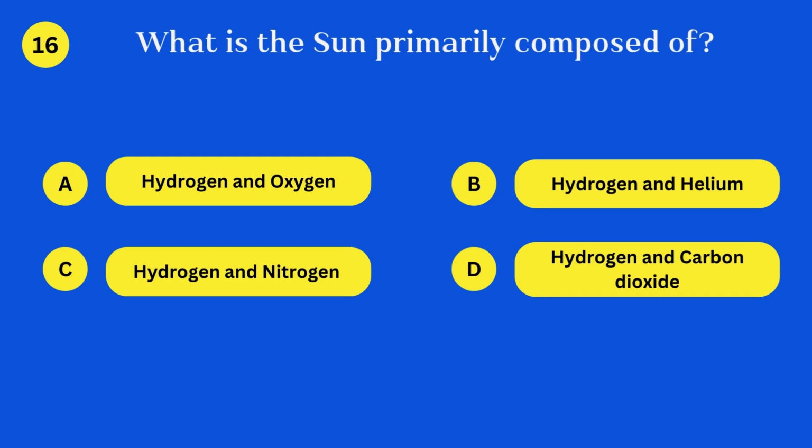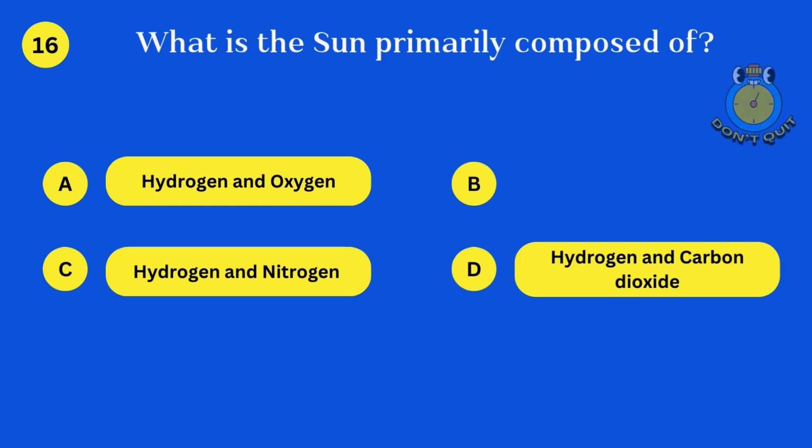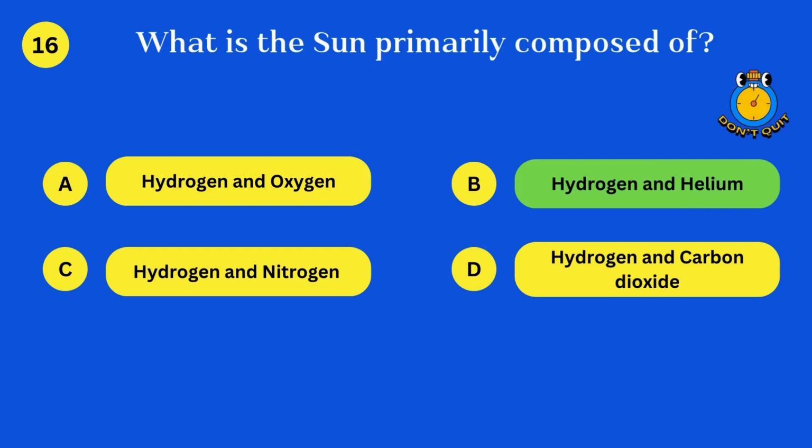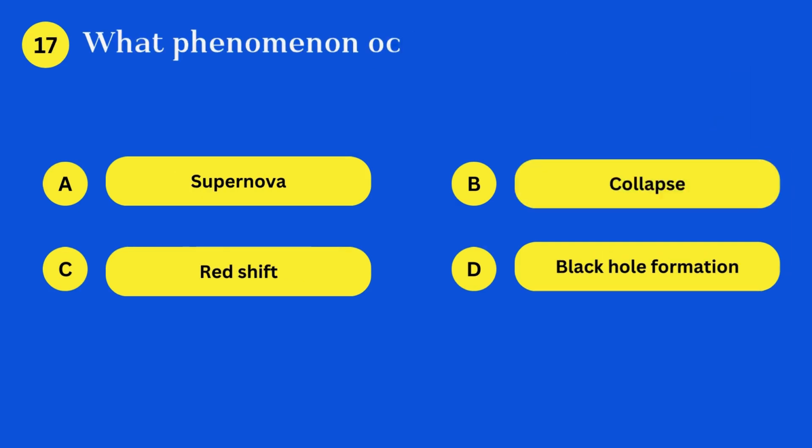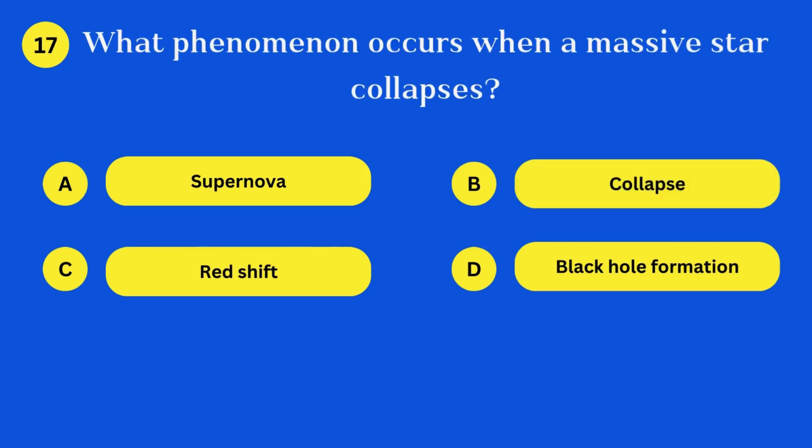A. Hydrogen and oxygen. B. Hydrogen and helium. C. Hydrogen and nitrogen. D. Hydrogen and carbon dioxide. Answer is B. Hydrogen and helium. What phenomenon occurs when a massive star collapses?